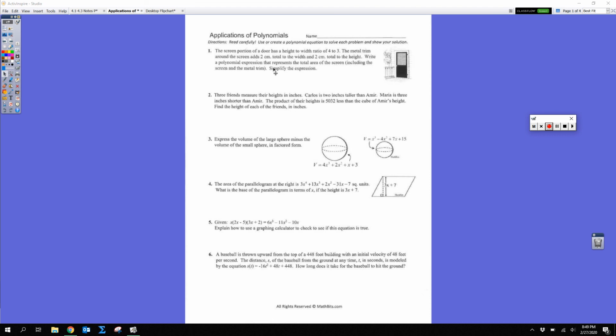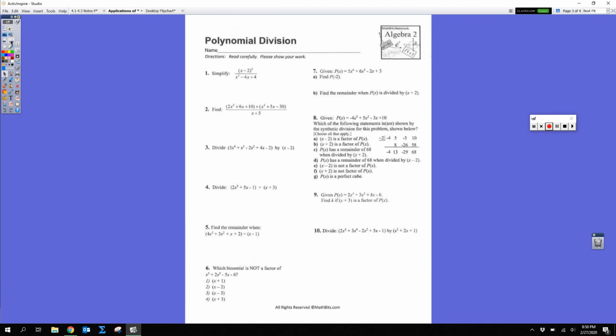Alright, so the problem that I want to show you with the application of polynomials is number 1. And it talks about this screen door that has a height to width ratio of 4 to 3. So I'm going to come over here. And we know we have a height and a width. And the ratios we're dealing with are 4 to 3. So if you remember, we do this a lot in geometry, but we've done it in this class a little bit too. Those ratios, you can just write as 4x and 3x. Alright, so let's go back to that question now.